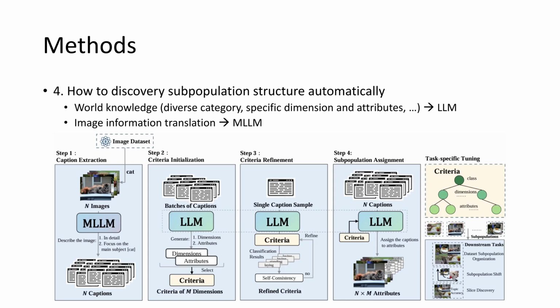Specifically, our framework consists of 4 steps. First, we use MLLM to extract detailed captions from images. Next, LLM generates potential dimensions and attributes from these captions, establishing the initial criteria for analysis. The third step refines these criteria through an iterative process, using a single caption sample to classify results for consistency and precision. Finally, refined criteria assign captions to specific attributes, organizing the dataset structure. This pipeline allows for further task-specific tuning, facilitating downstream subpopulation-related tasks.